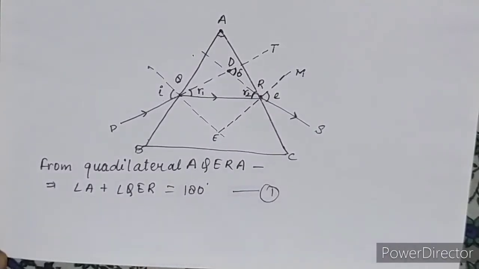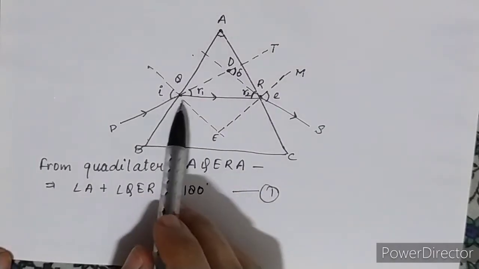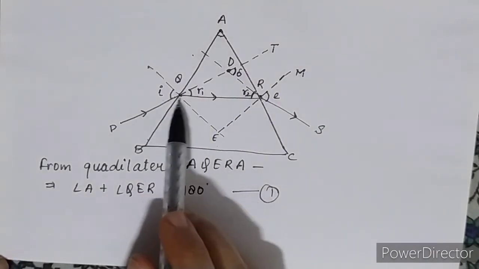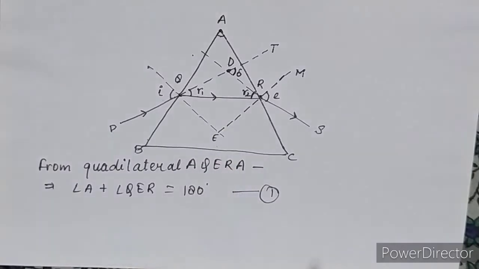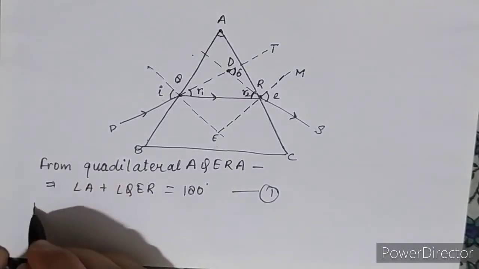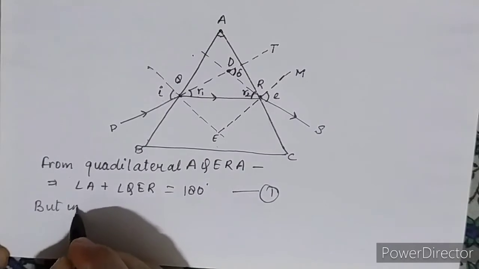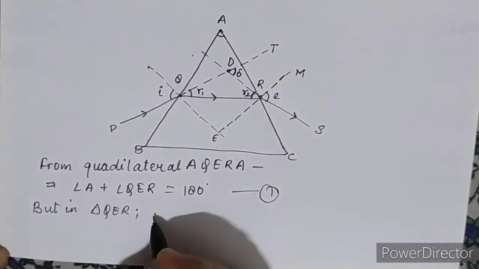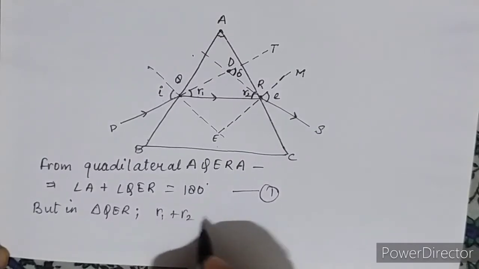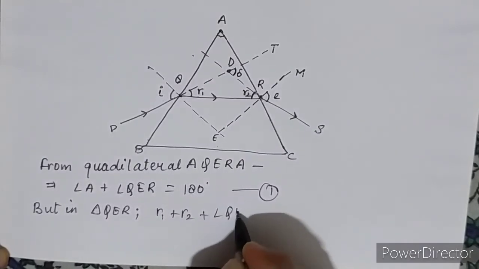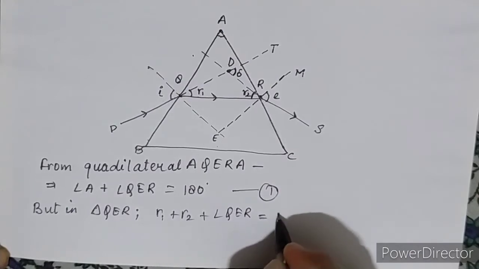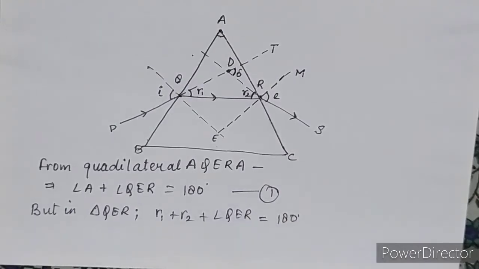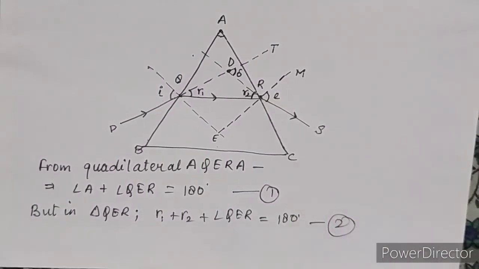Equation number 1. But if we are taking the triangle QER, you know the sum of all the angles of a triangle is 180 degrees. So in triangle QER, R1 plus R2 plus angle QER is equal to 180 degrees. Clear? Okay, this will be your equation number 2.